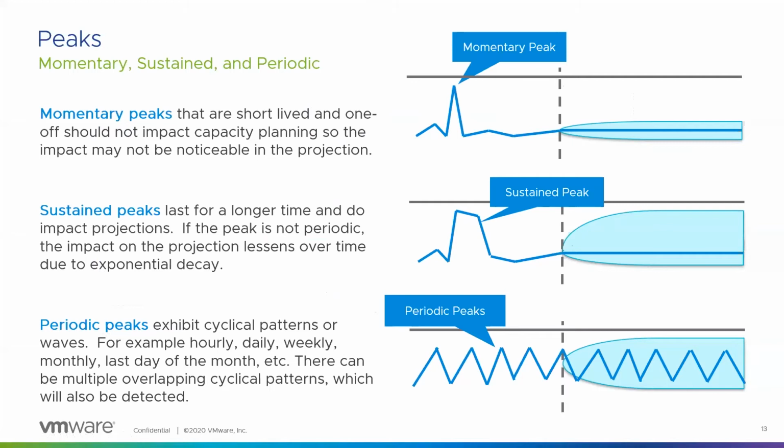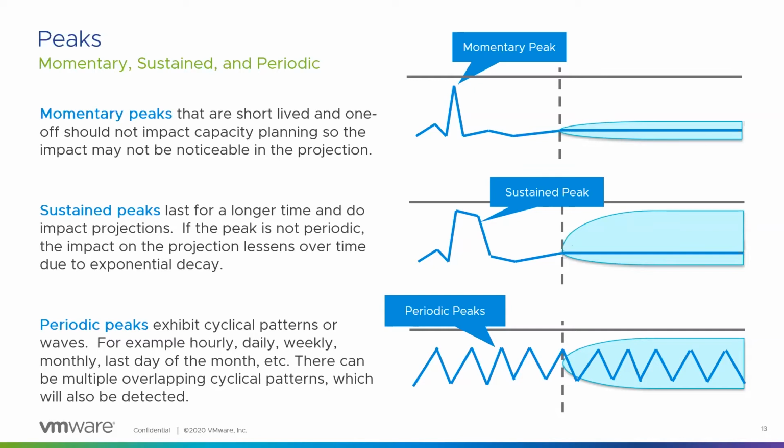Driving the point to the fact, right? If there is a single peak which has happened in the environment, it has never occurred in the past, then the system should be able to ignore it automatically. If it's a sustained peak, which means it is not periodic but has run for a longer period of time, the projection will take that into account. However, it will automatically lessen over a period of time because of something called exponential decay, which I'll discuss in a second.